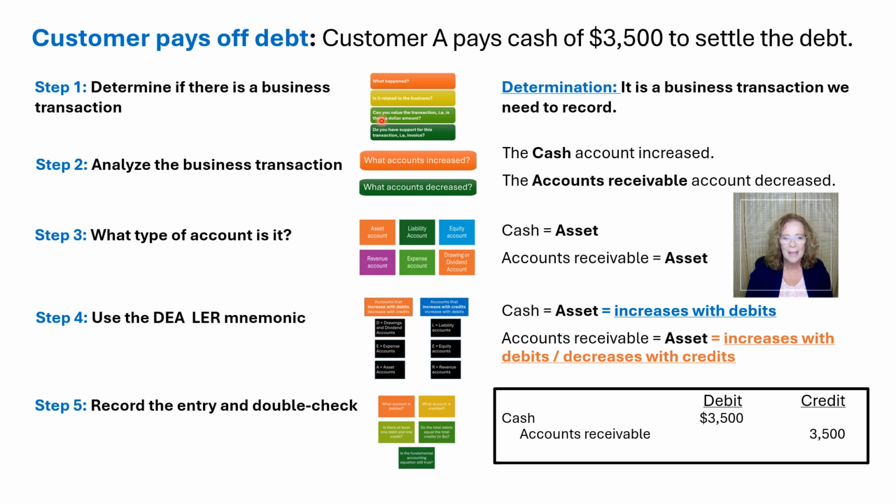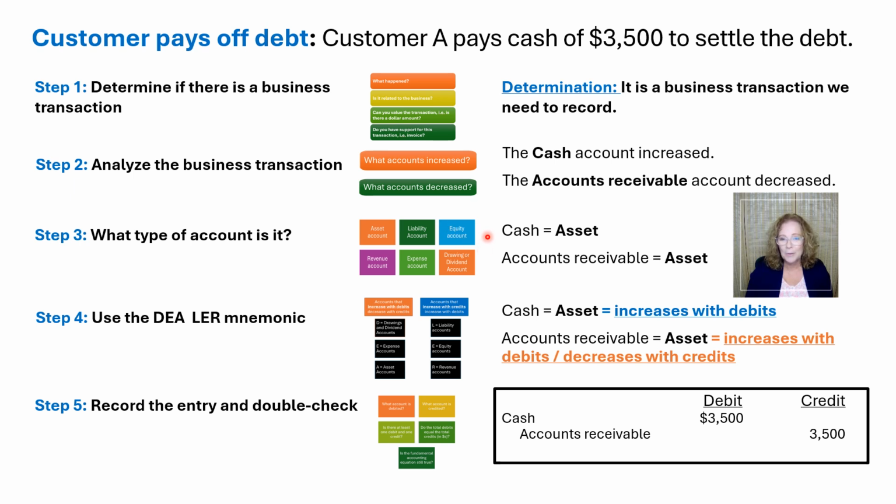Based on this information, we can tell that this is a business transaction that we need to record. In step two, we now determine what accounts increased and or decreased. What do you think? What accounts increased and or decreased? The cash account increased because the business received cash from the customer. And the accounts receivable decreased because the customer no longer owes money to the business. In step three, we determine what type of accounts are impacted by the transaction. What type of account is accounts receivable?